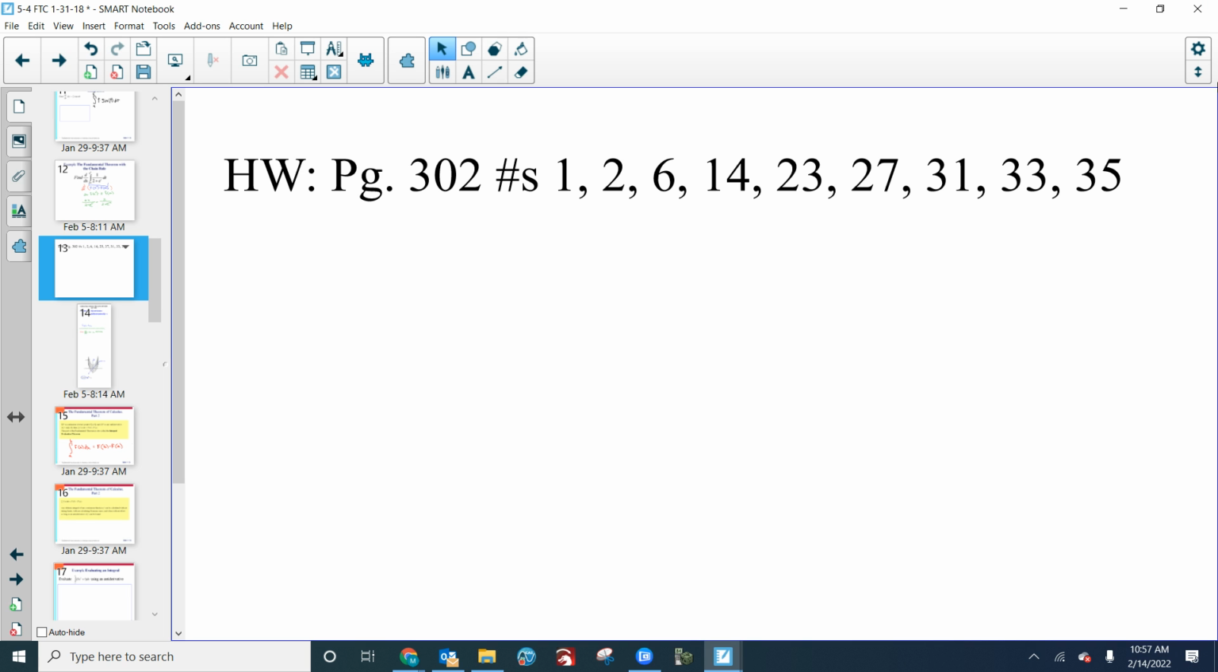All right. Page 302. All right. 1, 2, and 6. You're just finding the derivative of the integral. Should go pretty quickly. 14. Same thing. 23. I'm actually going to have you skip 23 right now. We didn't get to that. That was the problem I said we're going to get to tomorrow. We're going to run out of time. So don't cross it off. Just maybe skip for now.